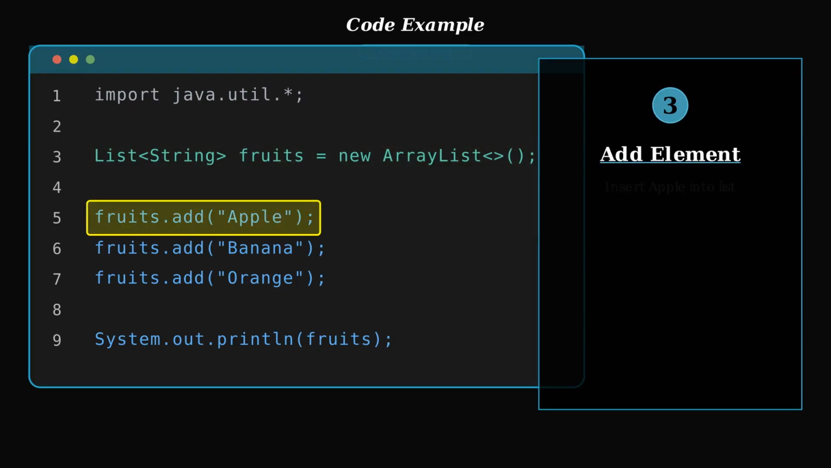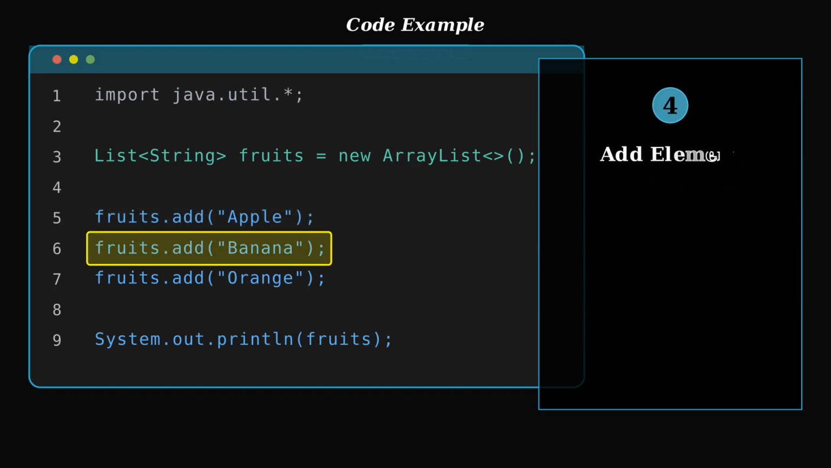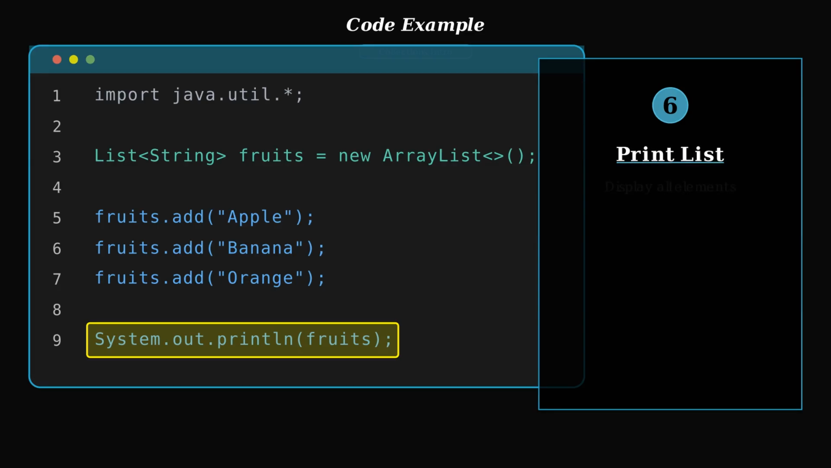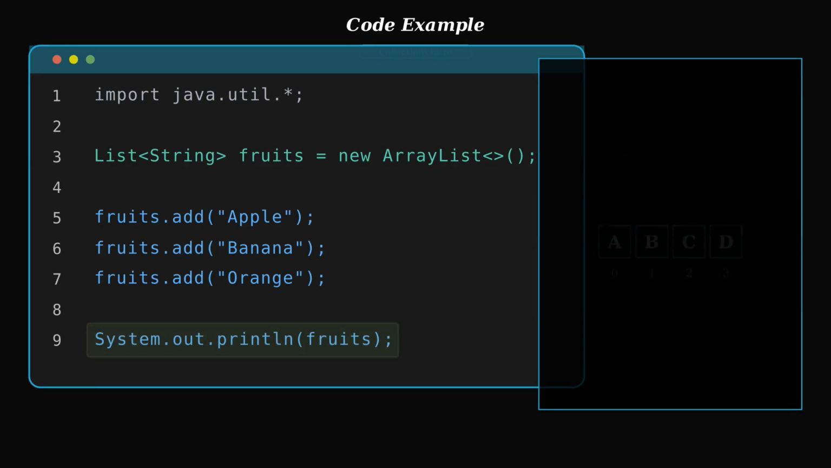Add element. Insert apple into list. Add element. Insert banana into list. Add element. Insert orange into list. Print list. Display all elements. Now let's see the output of this code.